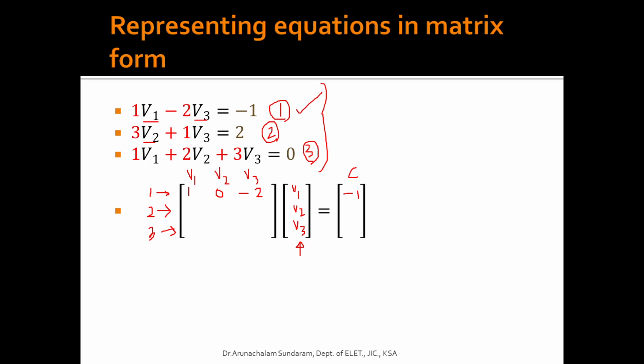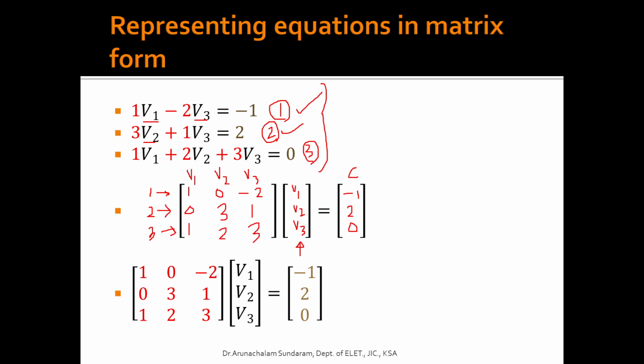So go to equation number 2. What about V1? There is no V1, so put 0. V2, yes, 3 is the coefficient of V2. What about V3? Yes, 1 is the coefficient. What about the constant? The constant is 2. So we have completed equation 2. Go to equation 3. Yes, V1 is there, so 1. V2 is there, 2. And V3 is there, 3. And what about the constant? The constant is 0. So this is how you get the matrix. This is the matrix, and I just discussed with you how you get the matrix.